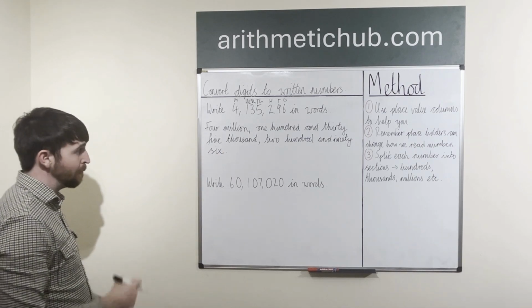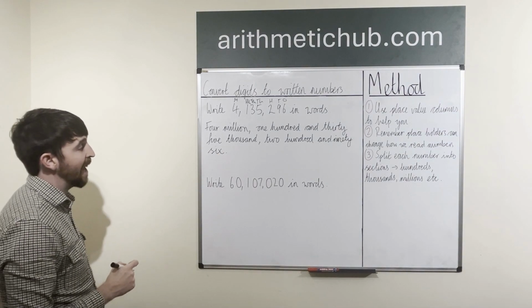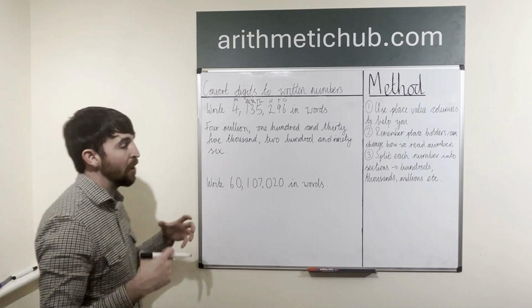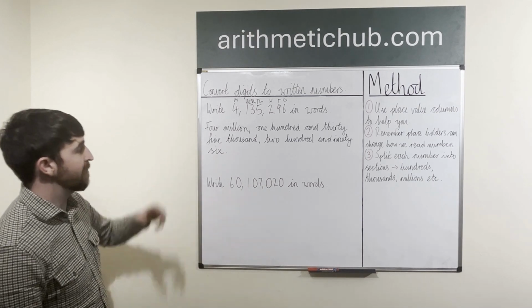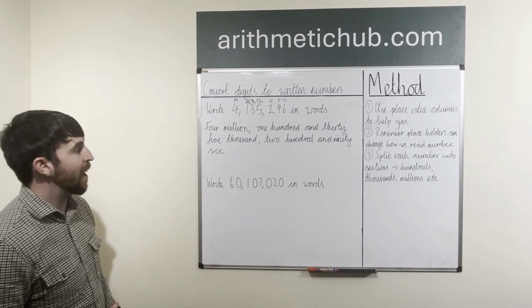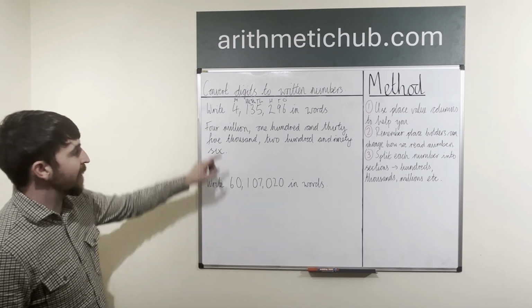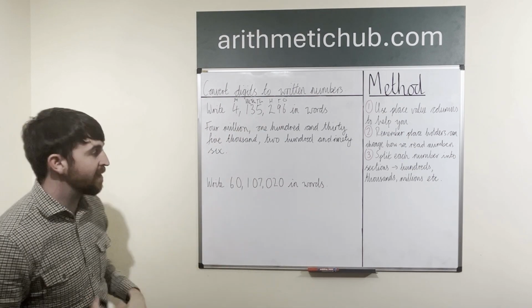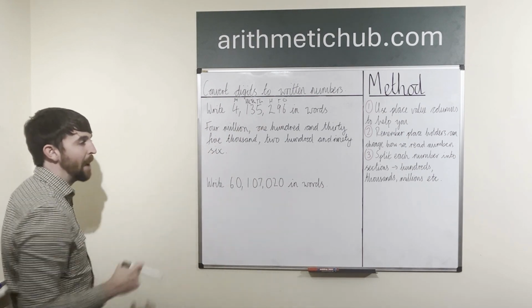4,135,000, we wouldn't write 4,130 and 5,000 because it doesn't make sense. So read it out, read it through and repeat the number to yourself. Does it make sense? 4,135,296. 4 in the millions, 135 in the thousands, 296. Great, makes sense. I'm happy with that.